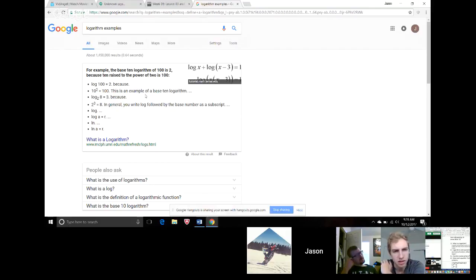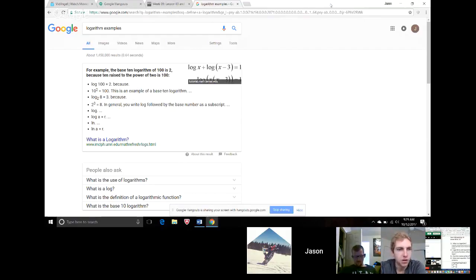100 is basically saying, what power should you put on 10 to get 100, and that's 2. But that can really be any number. So like 64 would be log base 8 and the answer would be 2. There should be a number between log and 100, like a base. But if there's not one, you assume it's 10. Okay.